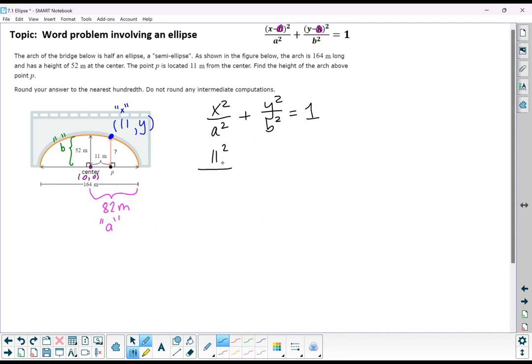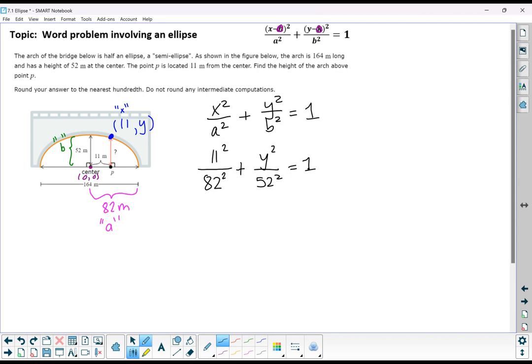So we have an 11 squared in the numerator there. Our a squared value is going to be 82 squared. The y is what we're trying to find. And then our b squared is 52 squared. Okay, so we have subbed into this equation, and there is only one variable left, y, which is the one that we want to solve for.